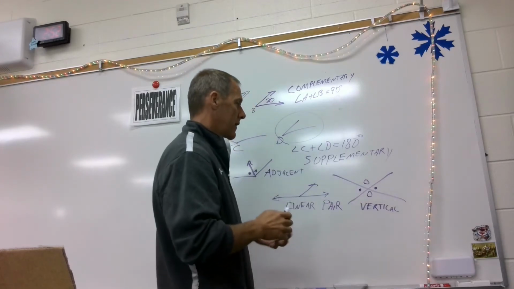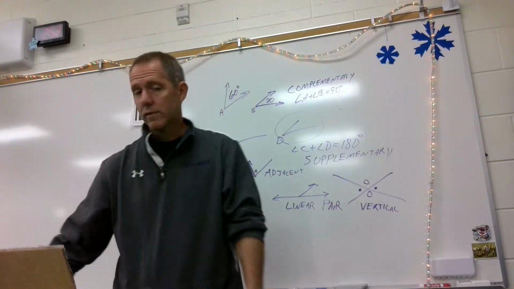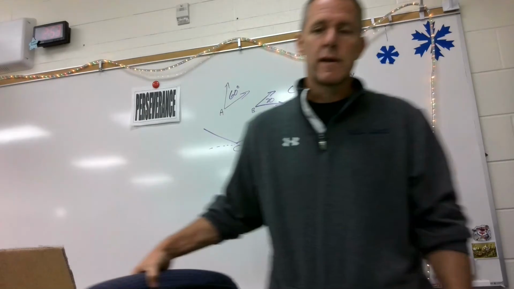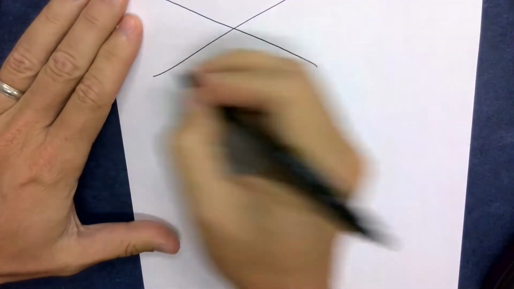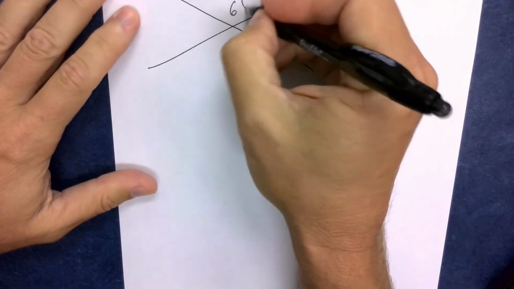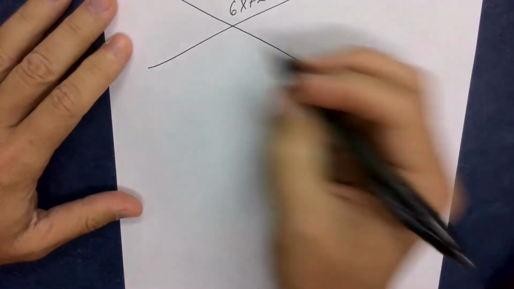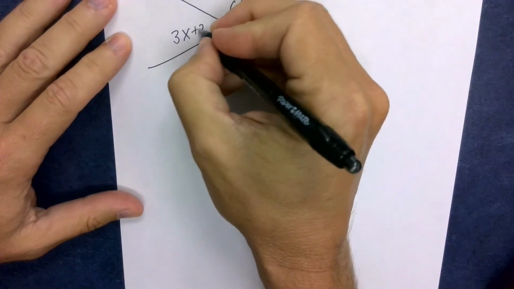Okay? So how are we going to use all of these descriptions with some of our math? Okay? So now I'm going to go back to the paper here, and I'm going to show you some things. Okay? So here, let's go around and do some algebra stuff. So let's say that I had this and this, and I had this angle right here, which was 6x plus 2, and this angle right here, which was 3x plus 20.